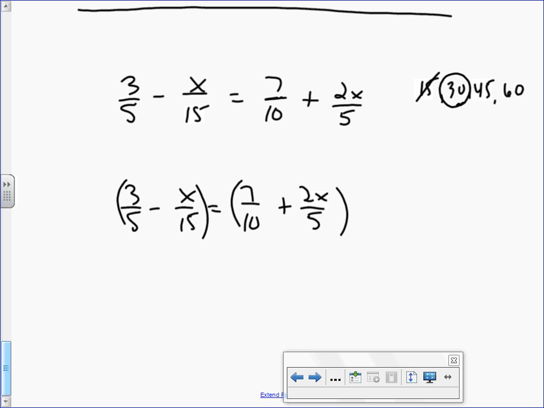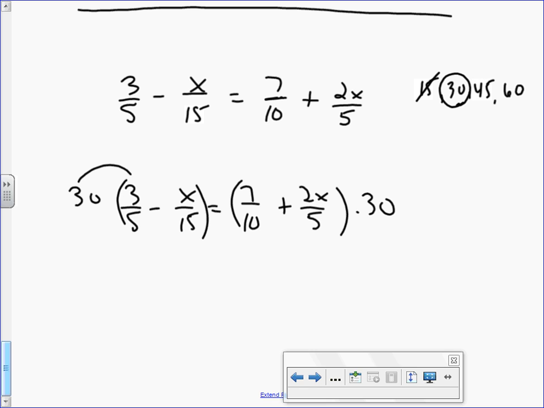I like to leave a little extra space here when I'm canceling. It gives me some room to draw those little arrows. Sometimes when we make our work really crowded, that causes us to mess up. And so putting one extra space in can make a difference. You are looking for what cancels.